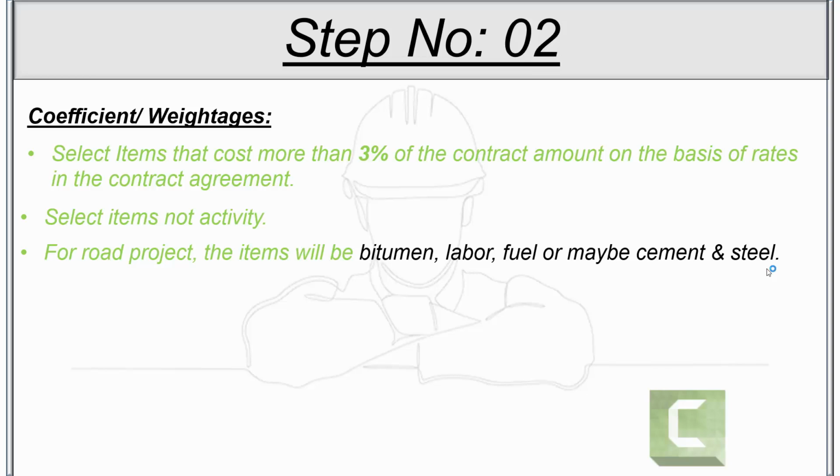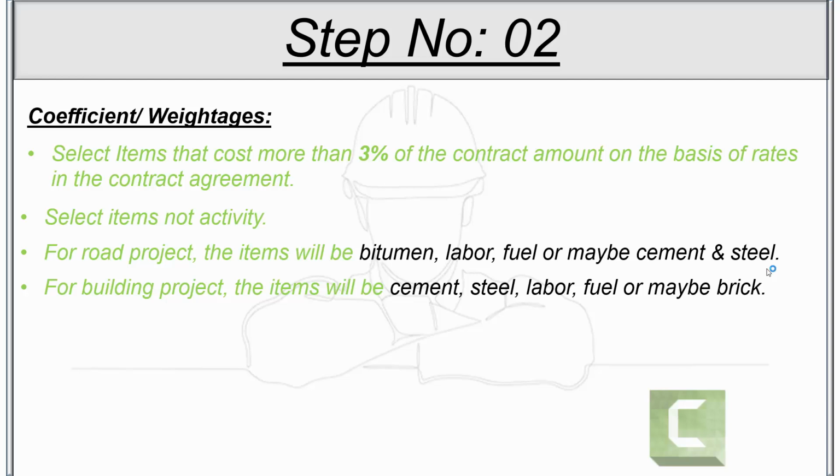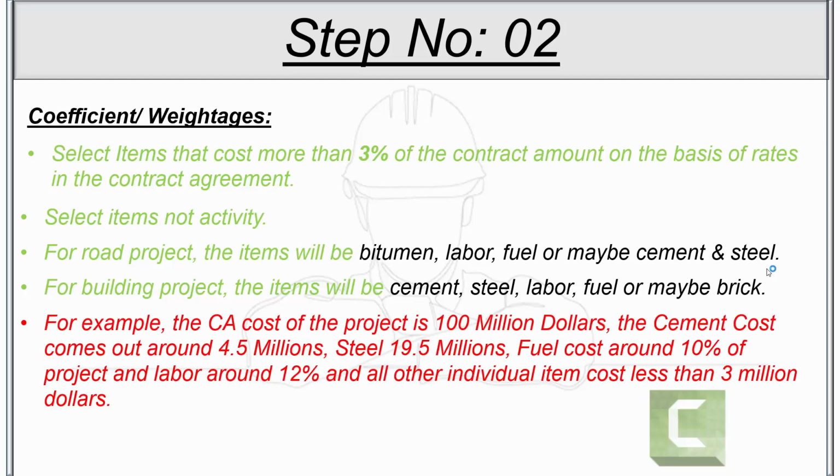In road projects, most of the time bitumen, labor, fuel, or sometimes cement and steel count for coefficients. In building projects, cement, steel, labor, fuel, or maybe sometimes bricks or blocks. Now we will take an example for finding coefficient weightage. For example, some random project which has a contract cost of $100 million. The cement cost comes out around 4.5 million, steel 19.5, fuel is 10%, and labor cost around 12%. All the other individual item costs are less than $3 million.